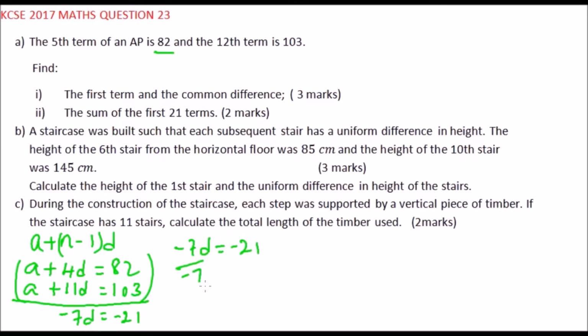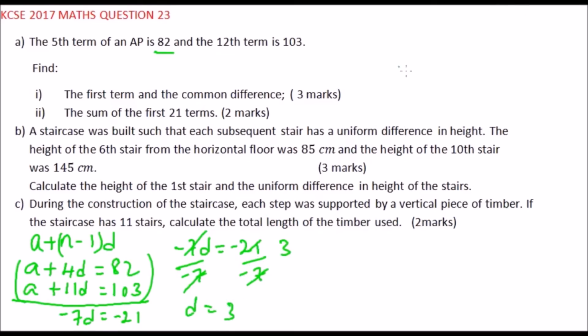Divide both sides by minus 7. So minus 7 divided by minus 7, you get 1. Minus 21 divided by minus 7, you get 3. So D is equal to 3, which is our common difference.